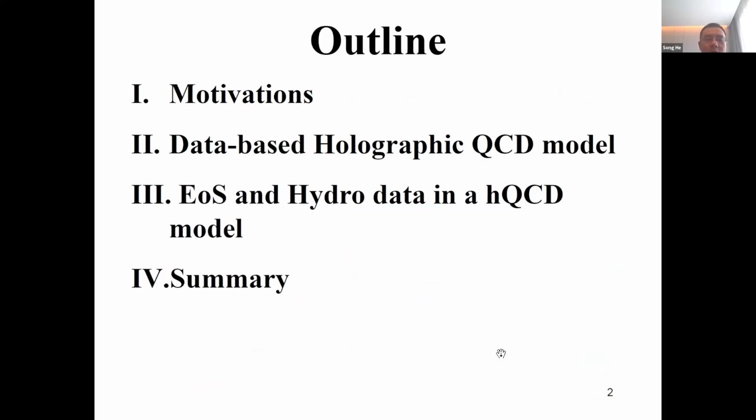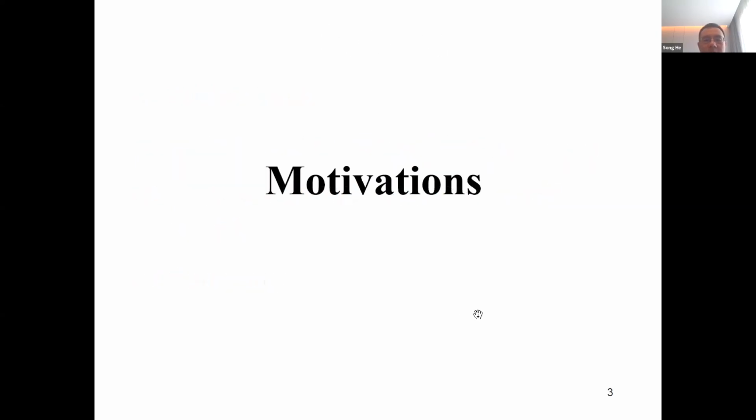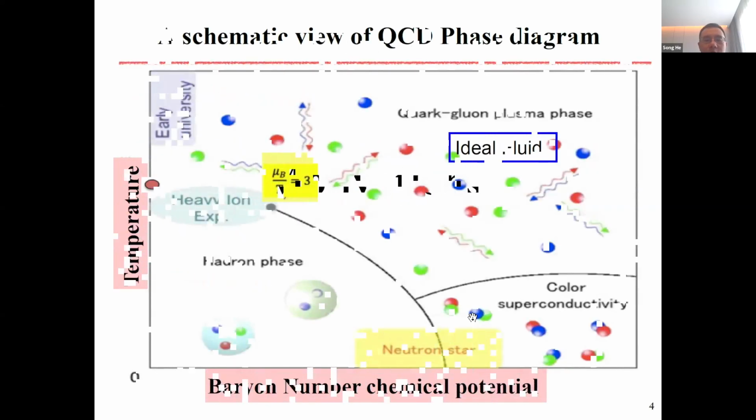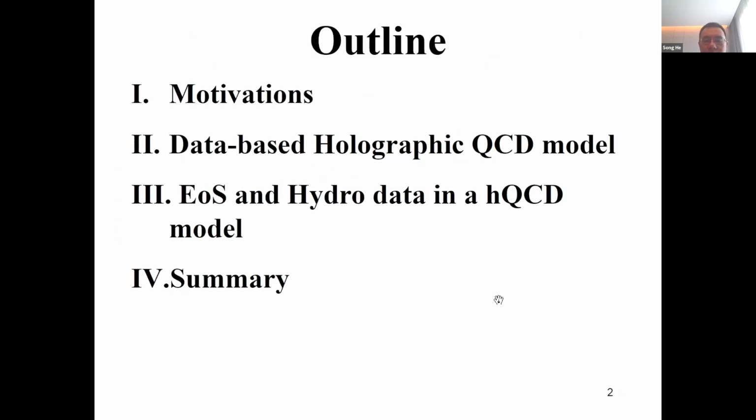The most important part for QCD matter is the Quark-Gluon plasma. And in the third part, I will focus on the equation of state, the so-called EOS, and the hydrodynamic properties of the QCD matter. And finally, I will give a summary. This is the new part in this talk.